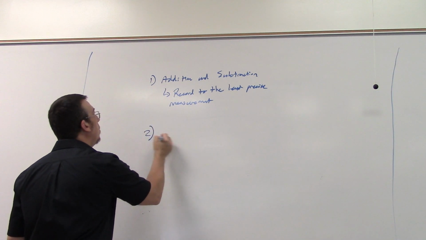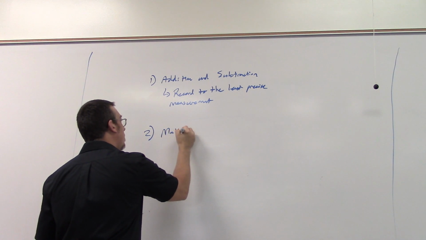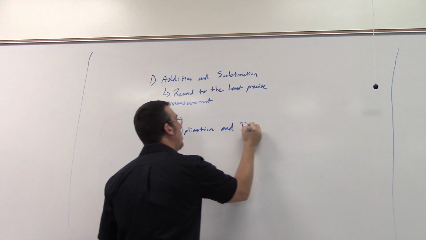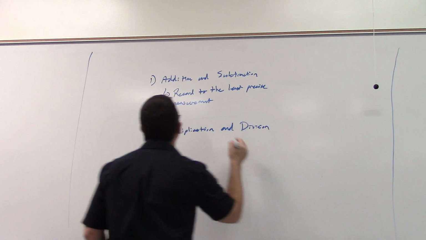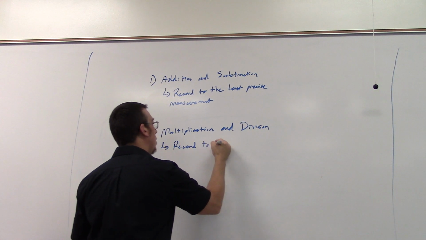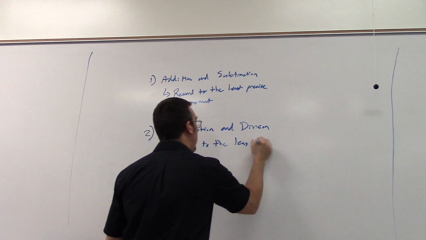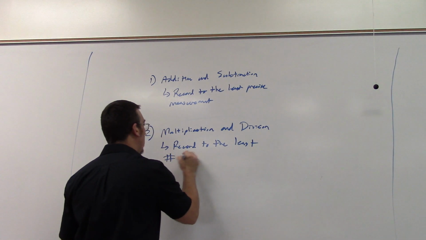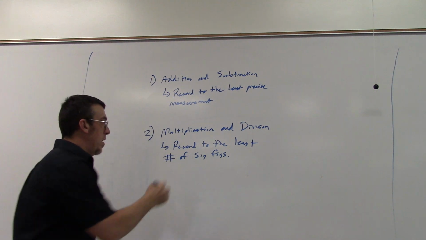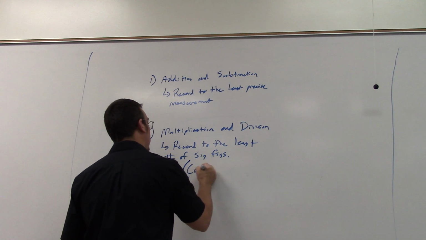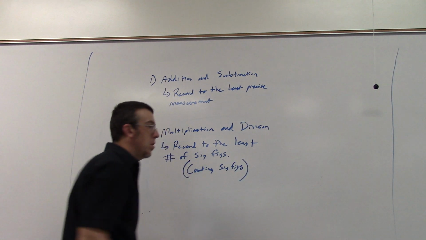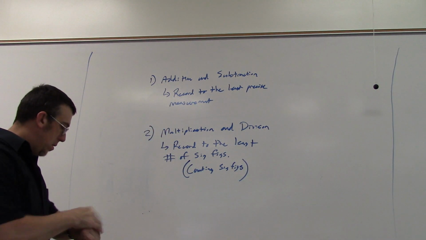Rule number 2 involves multiplication and division. In this rule, it states that you record to the least number of sig figs. All right? And this goes back to counting sig figs. Right, so this goes back to the rules that we just talked about in the beginning here. It goes back to understanding that.